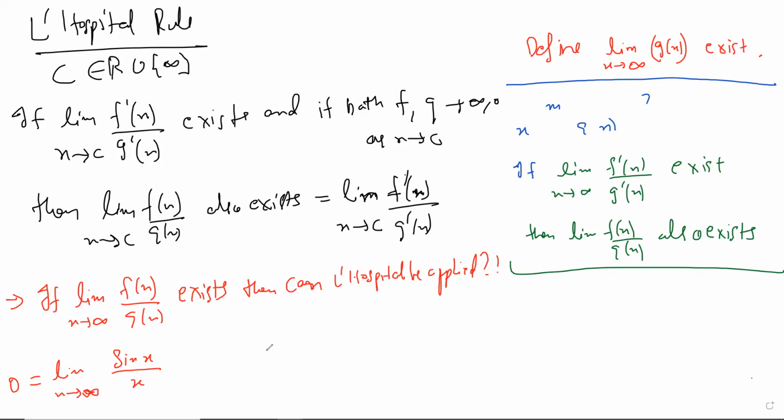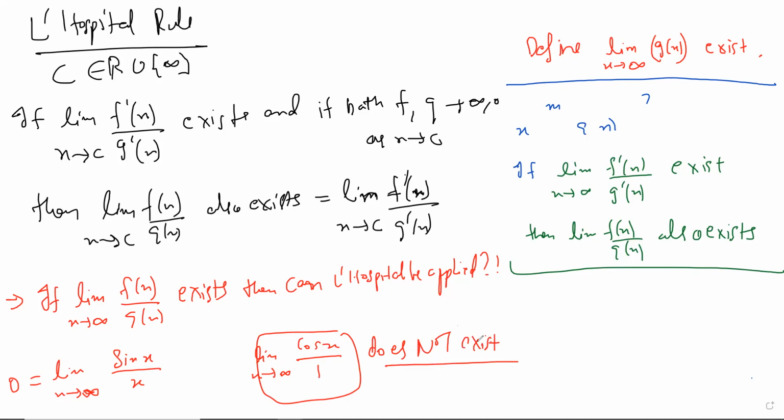Its derivative is cosine of x over 1. Take the limit as x tends to infinity, and this does not even exist. So you see, the derivative controls the function more than the function controls the derivative in some sense. If you know about the derivative, then you can say something about the function, but knowing about the function doesn't tell you about the derivative.